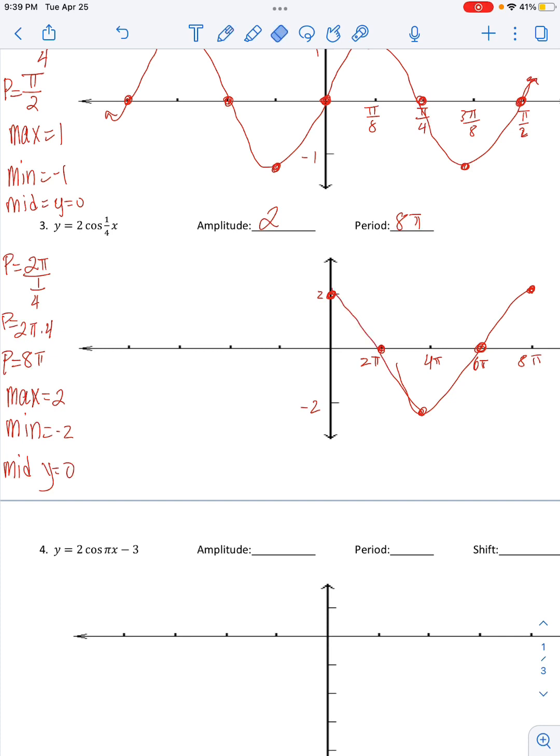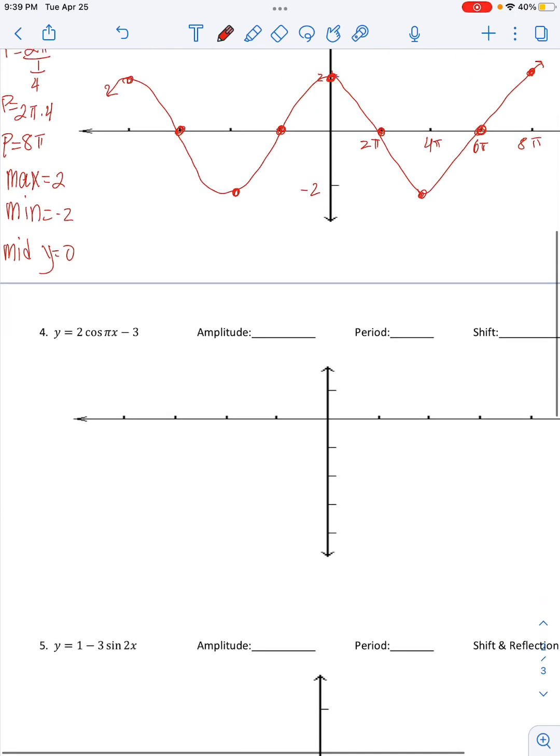Hopefully your graph looks a little better than mine. And then to continue it, we're going to go to our midline, our min, our midline, back up to the max. All right. So now let's take a look where there are some shifts in the graph and our midline as well. So we have some shifts in our midline.